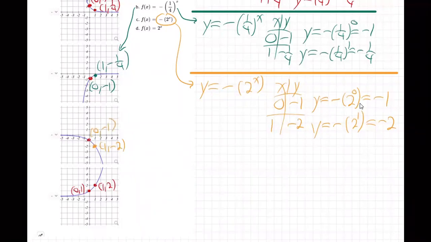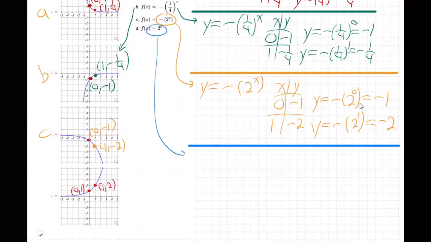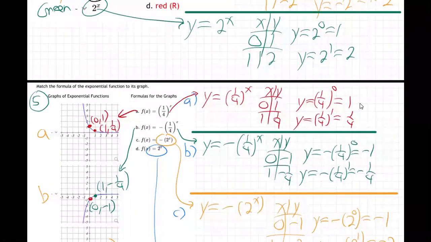There we go. Now, this is C right here. This was B, this was A. The last one has to be D, but let's do it anyway. Let's make sure we're understanding all the concepts here. Grab D. D's here, here was C, here was B, and here was A.